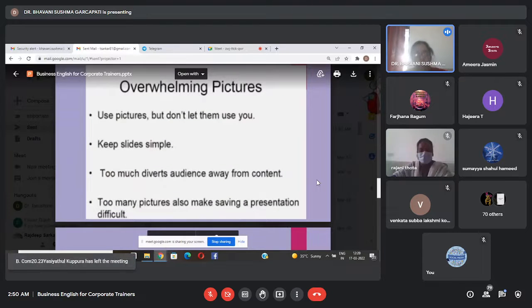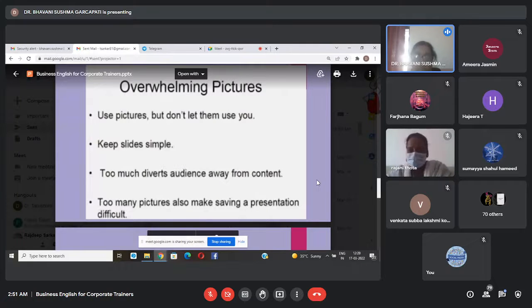Next one, already I said, overwhelming pictures. For your presentation, use pictures, but don't overuse them. It should not be different kinds of colors. It should be normal colors, and your slides should be very simple. Then the others can understand on what topic you are going to speak. So it should be short as well as simple. Then only can the others understand.